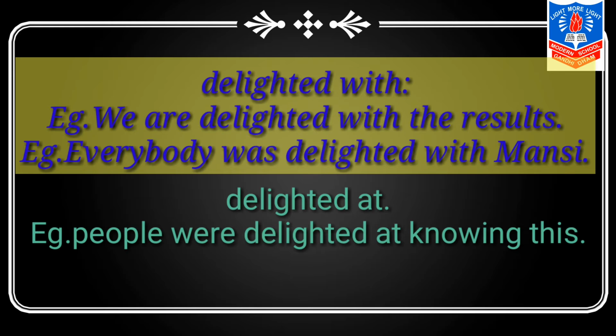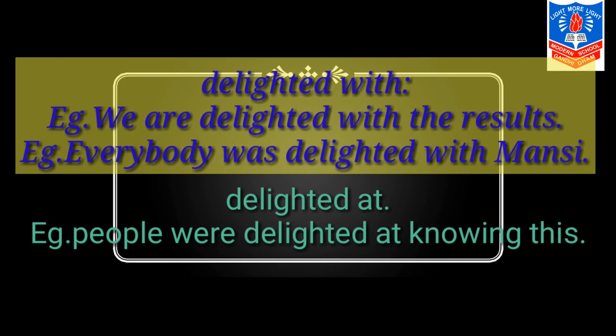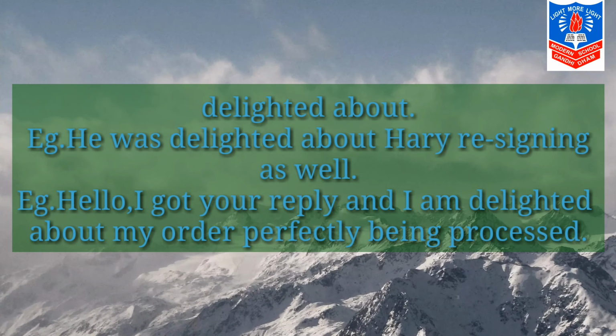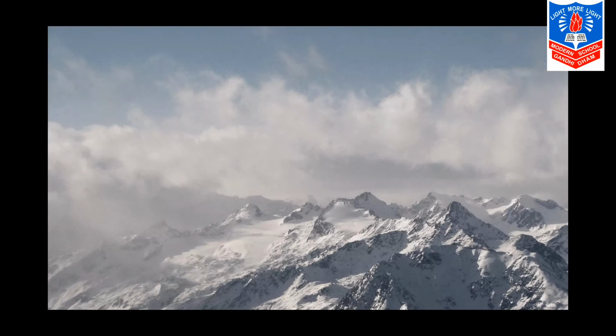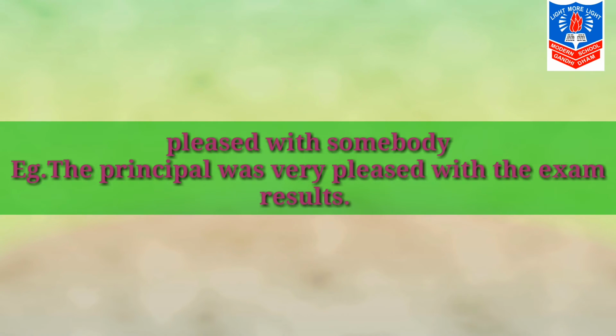Now next one is delighted at. So the example for this is, people were delighted at knowing this. Delighted about. So in that first example is, he was delighted about Harry resigning as well. Second example is, hello, I got your reply and I am delighted about my order perfectly being processed. Next one is pleased with somebody. So example for this is, the principal was very pleased with the exam results.